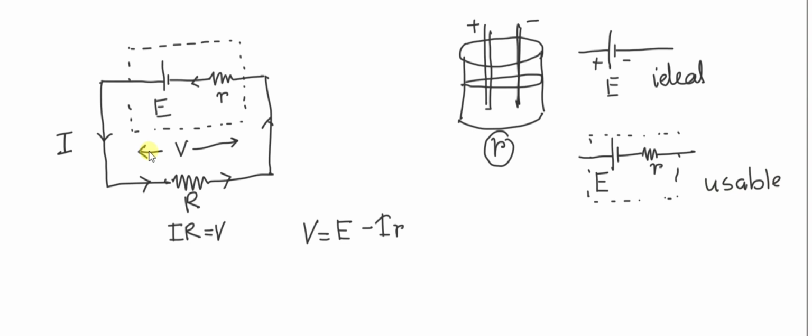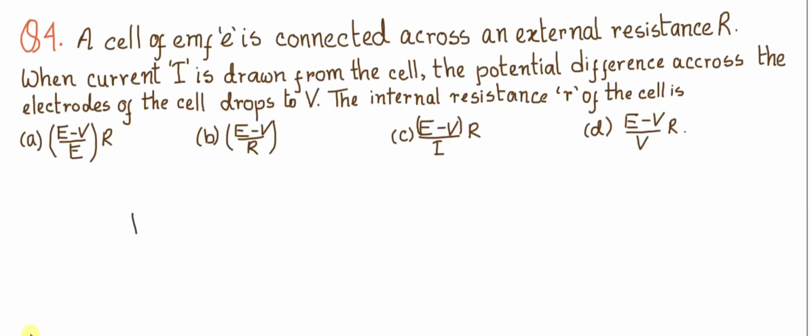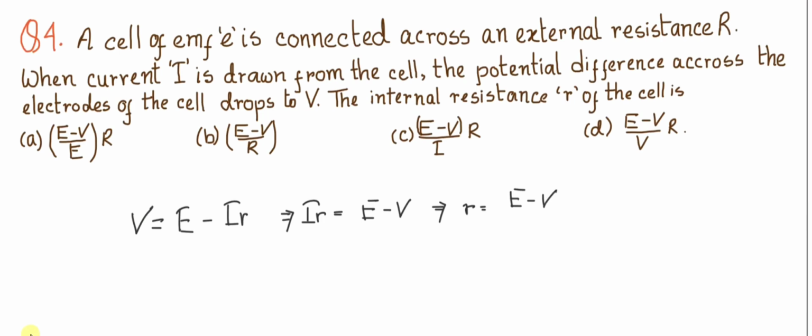Just like when you buy a battery of 6 volt, you cannot get the 6 volt. You always get 5.4 volt or 5.6 volt. This 0.6 volt or 0.4 volt you cannot use in the external circuit for your purpose. So a usable cell always gives somewhat less than the EMF. Let us write down this equation. V equals E minus I into r. So very simply, Ir equals E minus V. We have to find the small r, so small r equals E minus V divided by I.